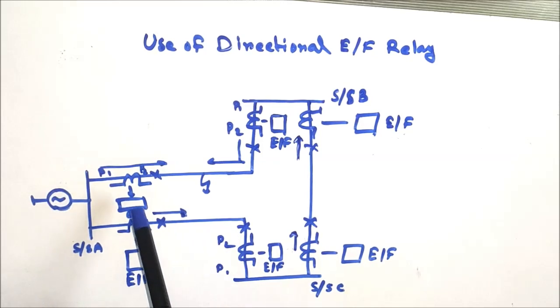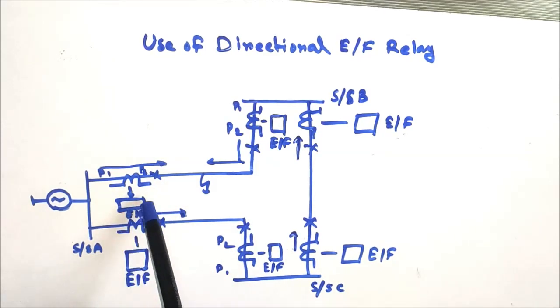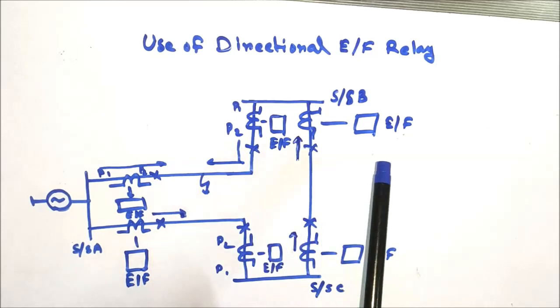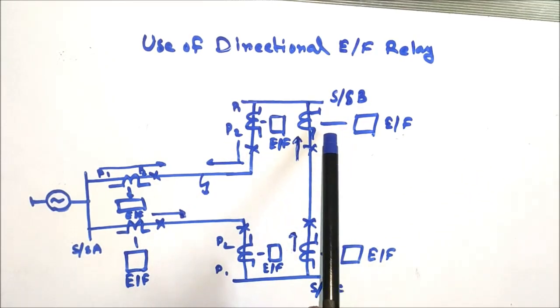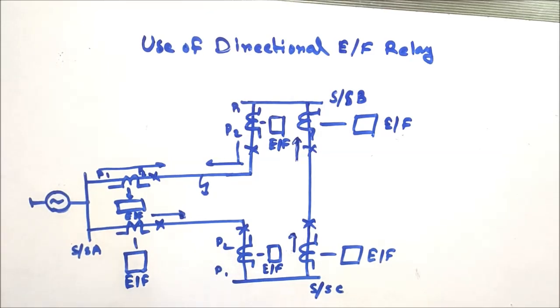So the earth fault relay is connected for each section of the line. Earth fault relays are connected for line section AB, and for line section BC the earth fault relay is connected at the substation B end and C end, and again for line section AC the earth fault relay is connected at the substation A end and substation C end.